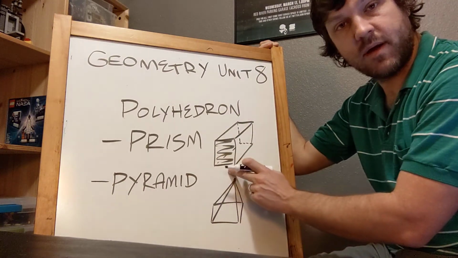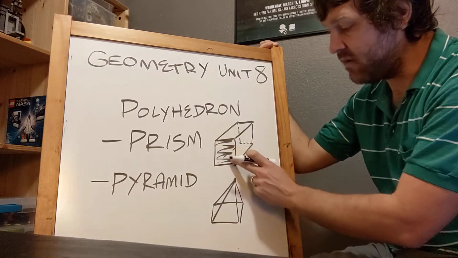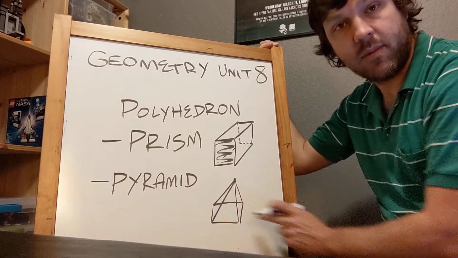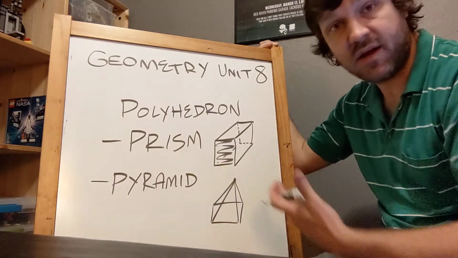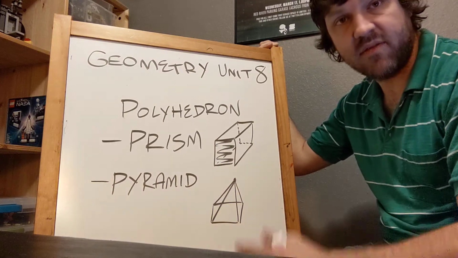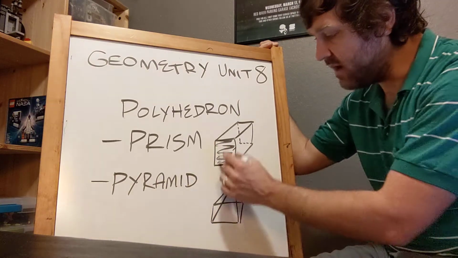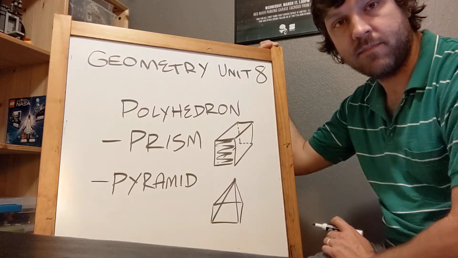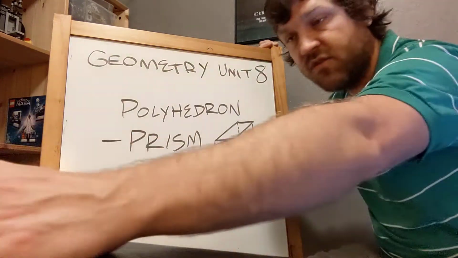Now the important thing about prisms, and pyramids as well, is that either of these bases don't have to be rectangles like I did here. You could have a triangle as the base. You could have a hexagon as the base. Any straight line segment figure can be made into a prism or a pyramid. So these are going to be what you call polyhedra.